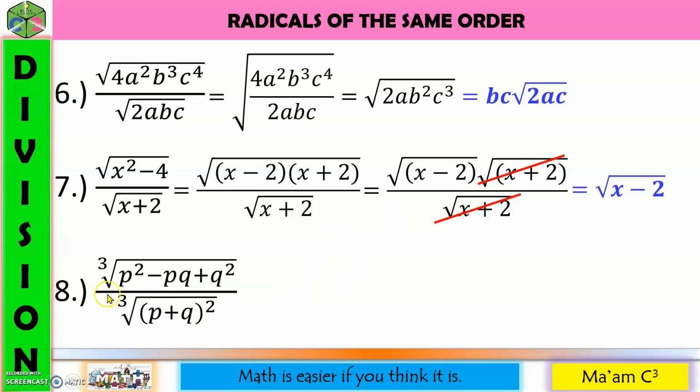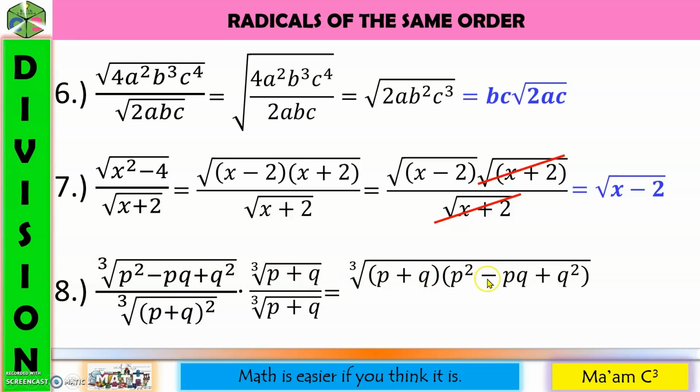Number 8, the index here is 3 and the exponent is 2. So we need one more p plus q. So let's multiply both numerator and denominator by cube root of p plus q. The indices are the same. We can combine the factors into one radical symbol.